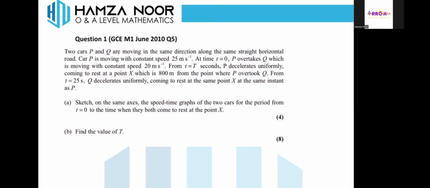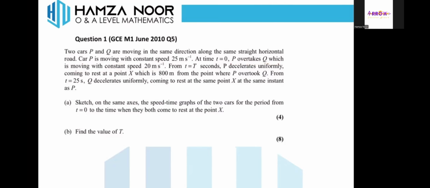Alright, so let's see what the question says. Two cars P and Q are moving in the same direction along the same straight horizontal road. Car P is moving with constant speed of 25. Okay. At time t is equal to 0, P overtakes Q. Okay, car P overtakes car Q, which is moving with constant speed of 20.